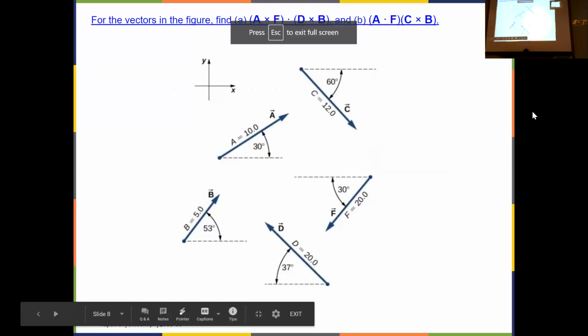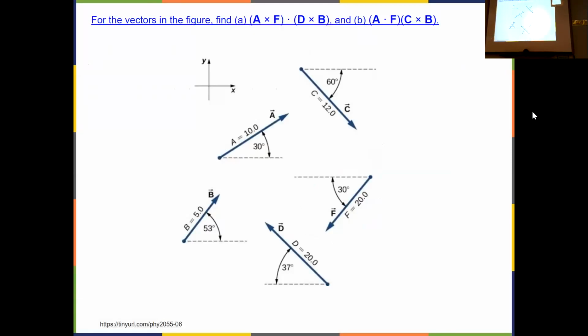So I think we'll take a look here together now. On the first one, let's take the first parenthesis here. So A cross F, right? You have A here, and this is F. You see A is making an angle of 30 degrees with the horizontal line in that direction, but F is also making a 30-degree angle, but in the opposite direction. So these two are in opposite direction if you move this over here, right?